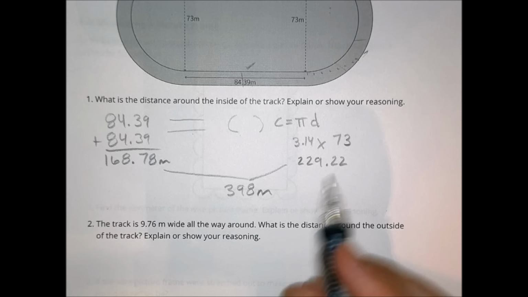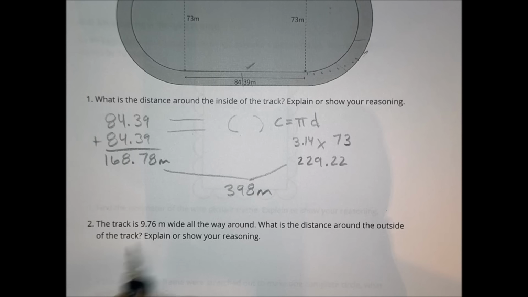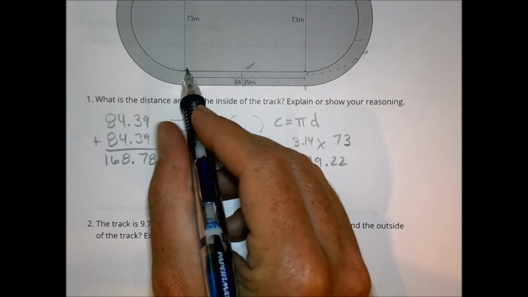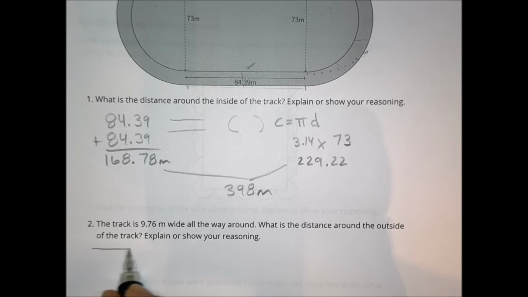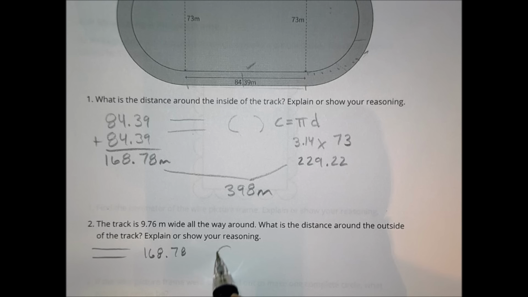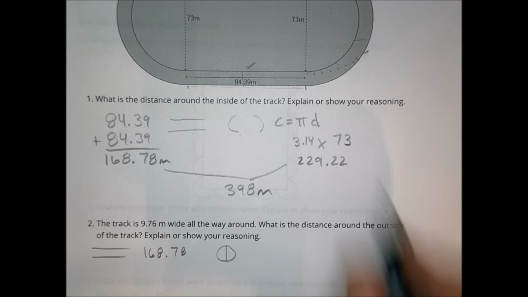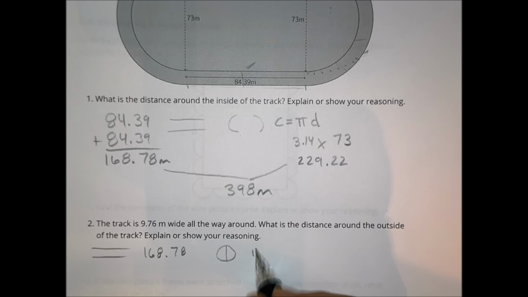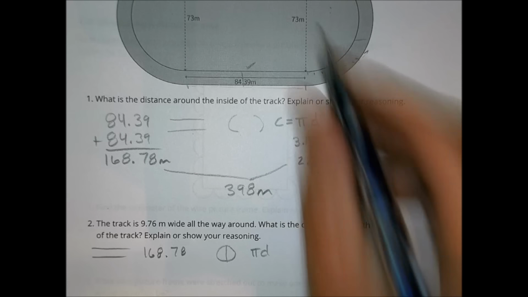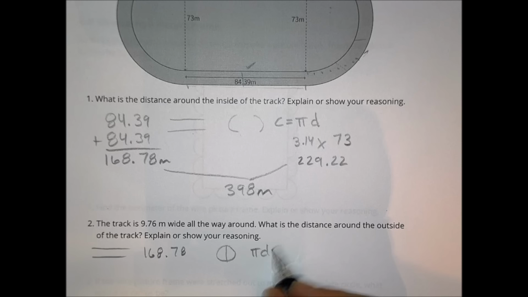So to figure that out, here's what we have to take a look at. First of all, the distance from here to here is not any different from there to there. It's still a straight distance there. So I know that the straightaway part is still going to be 168.78. That's not going to change. What will change though is going to be the circle part, right? The two half circles together. Before, my diameter, my pi times d for circumference, was 73. But now my diameter has to change.